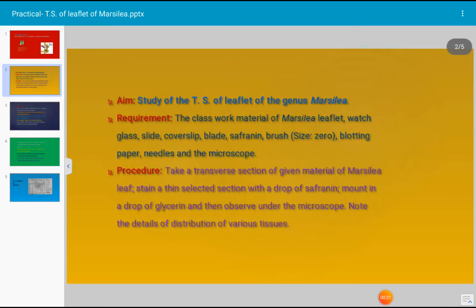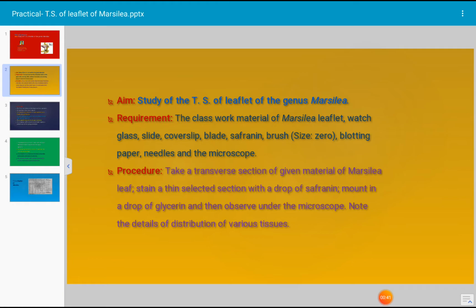Next, what is the requirement? We need classwork material of Marsilea leaflet. We need a watch glass, slide, cover slip, blade, safranine, brush, blotting paper, needle and the microscope. These are the requirements for the practical.